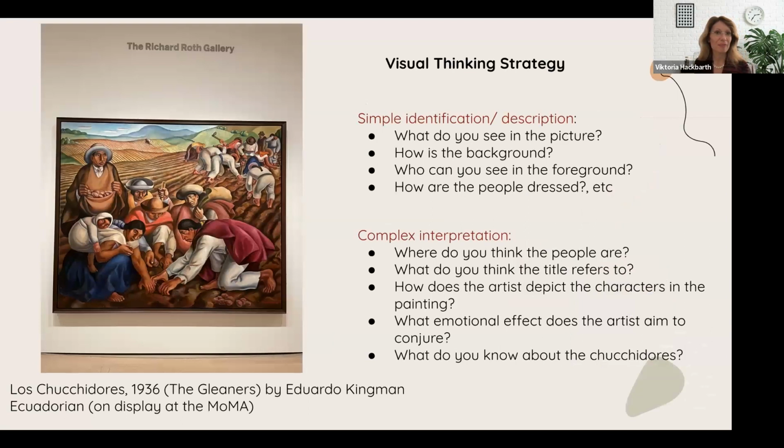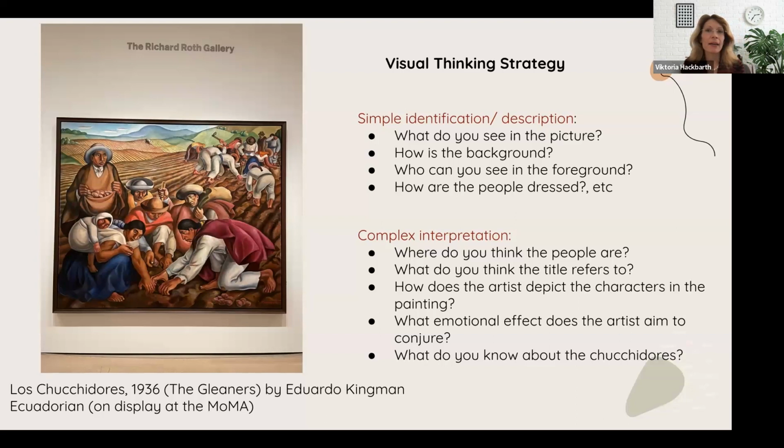What I often employ in my classes is visual thinking strategy. And visual thinking strategy really involves two aspects. I've already mentioned simple identification, description of an image, and complex interpretation of images. So we see an image here, Los Espigadores, which means the gleaners. It says this object is actually on view at the MoMA in New York City.